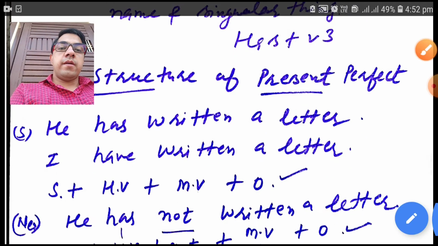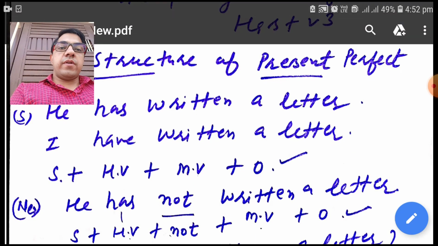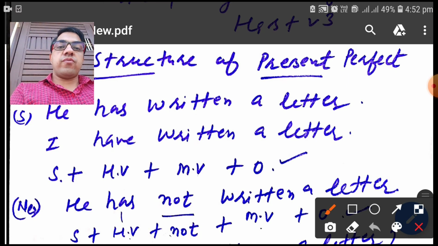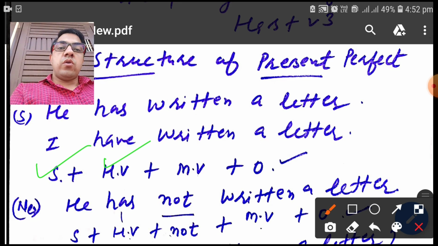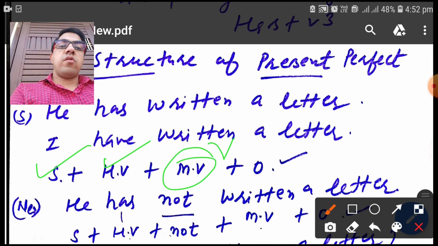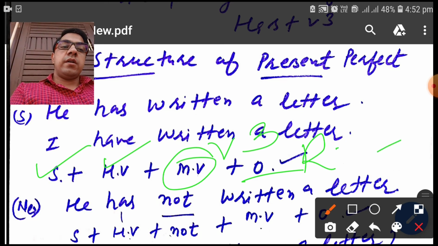The structure for a simple sentence of present perfect: first of all we should mention the subject. After that we should mention the helping verb, either has or have. When the subject is he, she, it, any name, then we should use has. For the rest of all subjects we should use have. After that we should use the main verb. Always we should use third form of verb in present perfect. After that the object, I mean the rest part of the sentence.